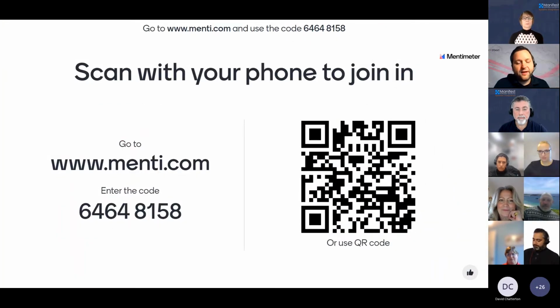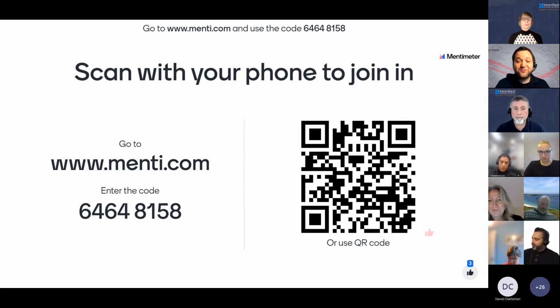a slide here. If you guys can all grab your phones and scan the QR code or jump onto menti.com. And once you've got your phones, if you can scan the like button, just so that I can see that you guys have entered in.